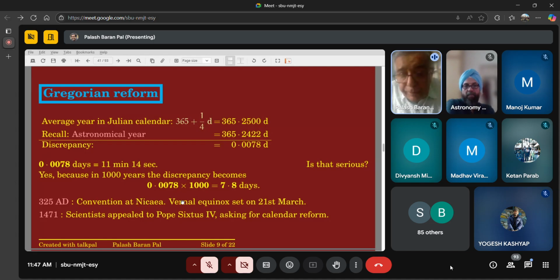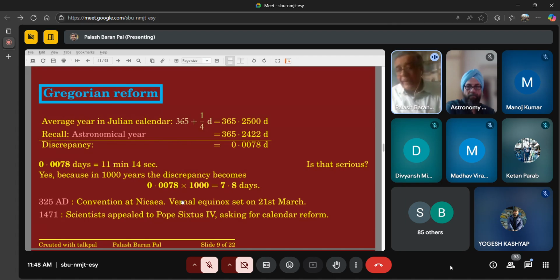And it was noticed by scientists in 1471. The scientists in Rome appealed to the Pope, Pope Sixtus IV. Why to the Pope?